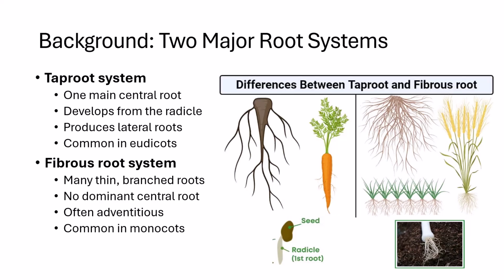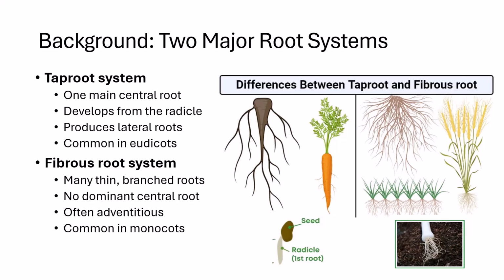Taproot systems are common in eudicots and can be found in both woody and herbaceous plants. Taproot systems are important for these types of plants since they anchor the roots deeply and access water and nutrients from deeper soil layers, allowing them to develop large structures and woody tissues.